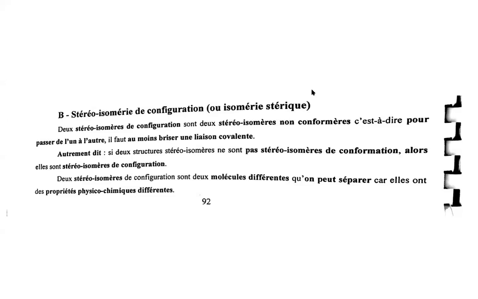Alors, pour conclure, deux stéréo-isomères de configuration sont deux molécules différentes qu'on peut séparer car elles ont des propriétés physico-chimiques différentes. Therefore, when you have two isomers that are formed from the separation of two or more bonds, they differ in the way they interact with nature, that is in the physical way or in the chemical way. So their properties also differ. Some isomers have similar properties, some don't have the same properties. This is because of such factors of bond breaking and bond formation.